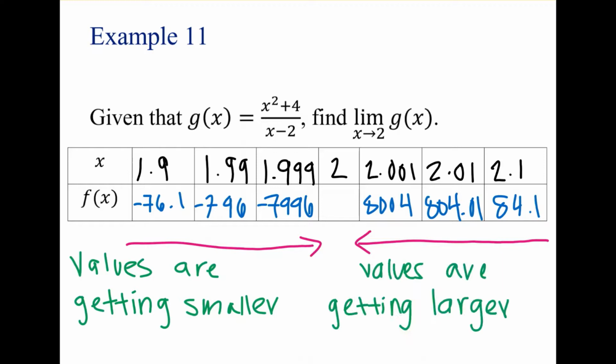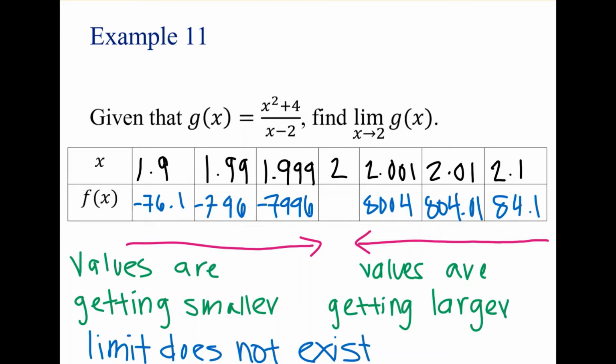Remember that whenever we have a limit, we need to be approaching a certain value, a certain number. Here, we're not approaching any value. The values from the left are just getting smaller and smaller, and the values on the right are just getting larger and larger. So because we're not approaching any specific number, we say that the limit does not exist. You can abbreviate this with DNE. So we found that the limit does not exist using a table.